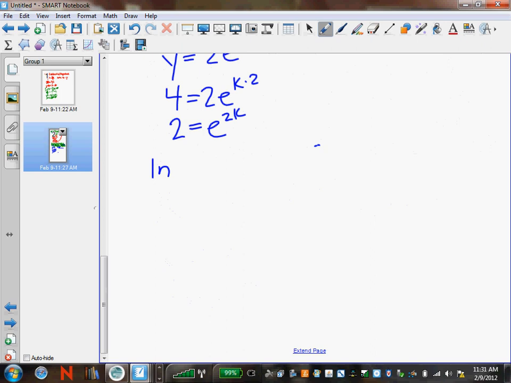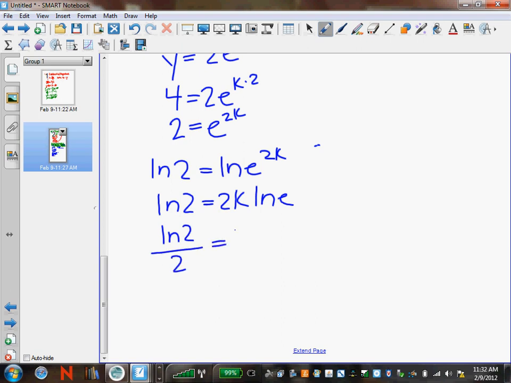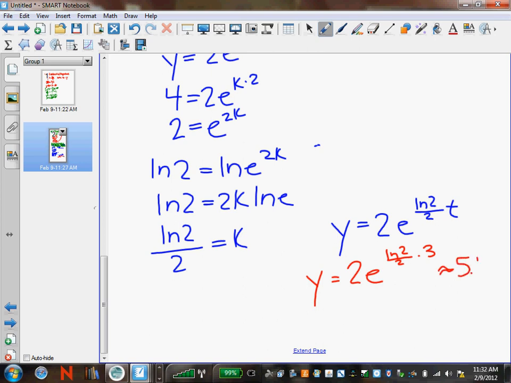So I take the natural log of both sides. That means I can bring my exponent down. Natural log of e is 1. So k will equal natural log of 2 over 2. So now, no matter what time I am looking for, in this case I have to figure out when time is 3, I will use the equation 2e to the natural log of 2 over 2 times t. So again, in this case I have to solve it for when time is 3, so I plug in 3. I just type that into my calculator, and I get approximately 5.657. And I wasn't given any units, so I don't need to add that. But if there are units, then you need to make sure that you add that on.